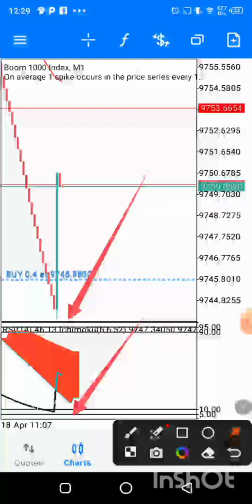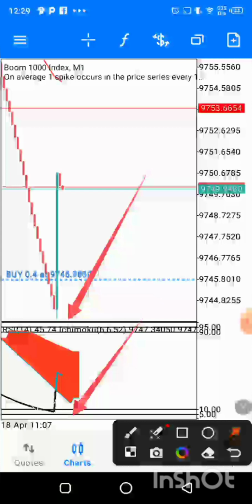So that's why I opened this position on B1000. You can see the spike that just happened there, right there. So we made some profits with 0.4 lot size. We made some good profits. We opened about 3 positions right there.